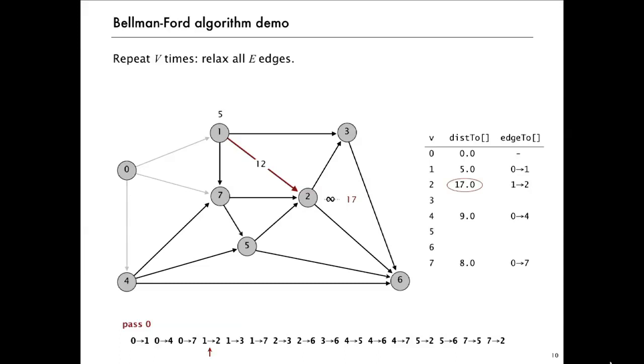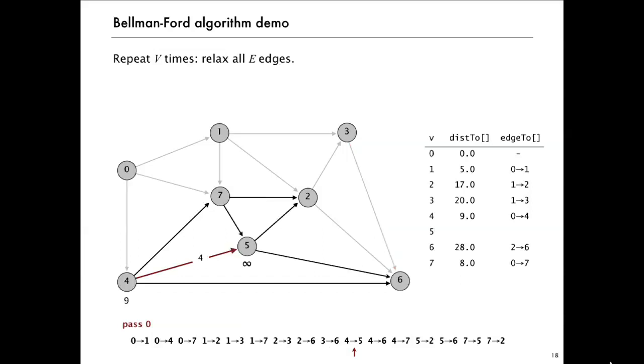So 1-2 takes us to 2 for the first time. 1-3 takes us to 3 for the first time. 1-7 is no help, so we ignore it. Now we relax, oh, sorry, I went too far. 2-3 and 2-6, and that one takes us to 6 for the first time. And now 3-6, that does not give us a better way to 6, so we ignore it.